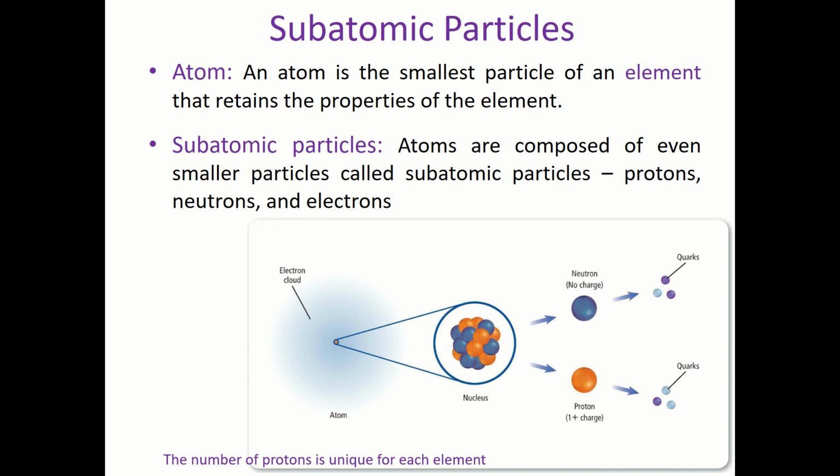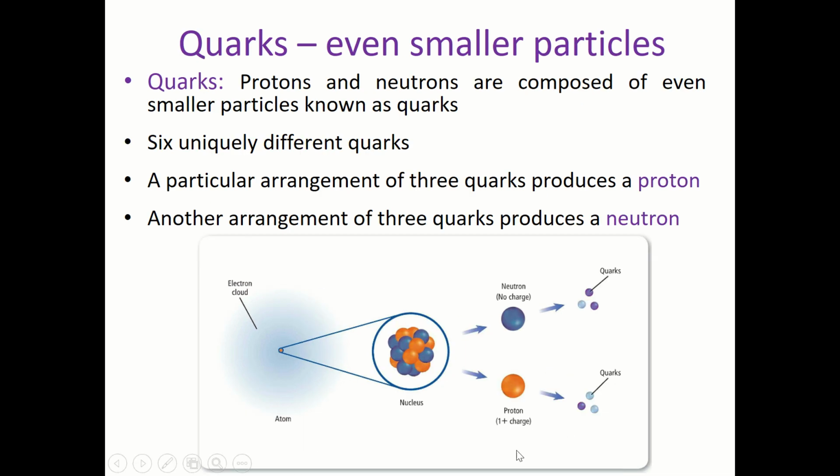Are they also made up of quarks? The answer is, so far, we don't think that electrons are made up of quarks, but protons and neutrons are made up of quarks. So let me repeat this one more time.